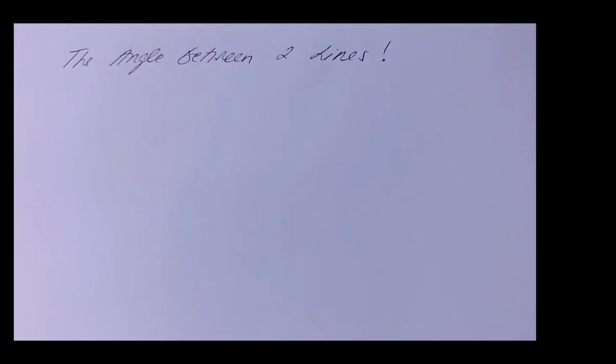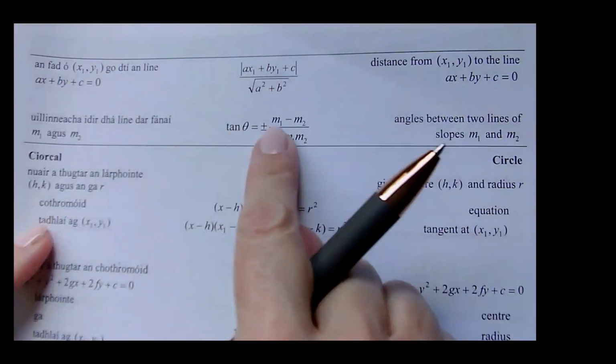Okay, so in this video, we're going to look at the angle between two lines, the formula that is part of our coordinate geometry formula. It is on page 19 of the log tables. Here it is here.